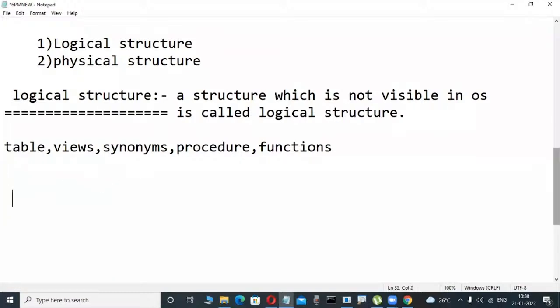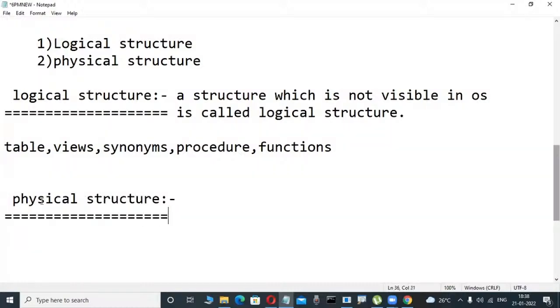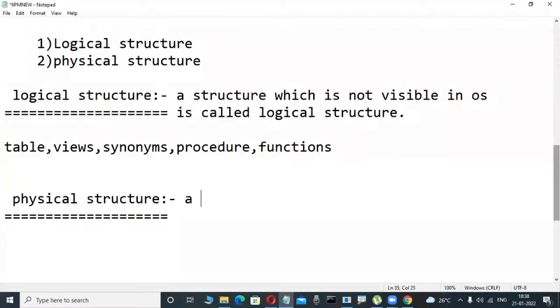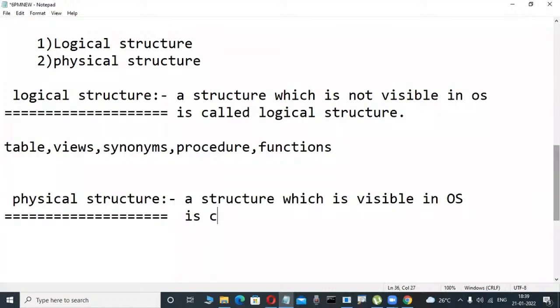Now observe here. What is a physical structure? Don't write it down, just roughly observe it. It's just for an idea. What does physical structure mean? It is the opposite of the logical structure: a structure which is visible in the operating system, the OS, is called a physical structure.